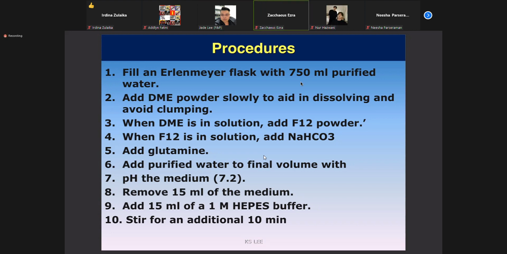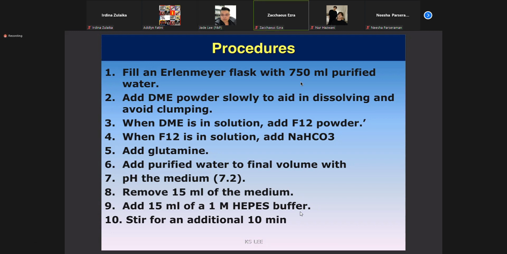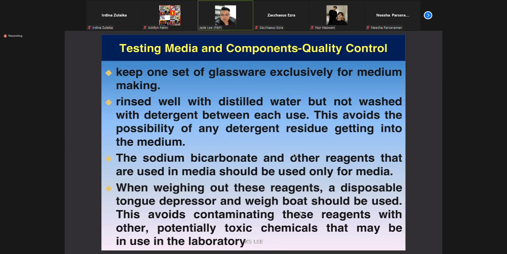Or have you been taught to prepare solutions before? Yes. No. Okay, yes, good. Okay. And testing media and the component quality.